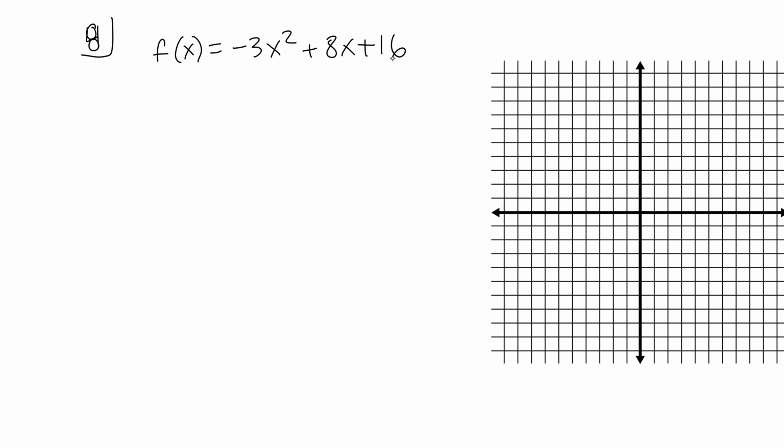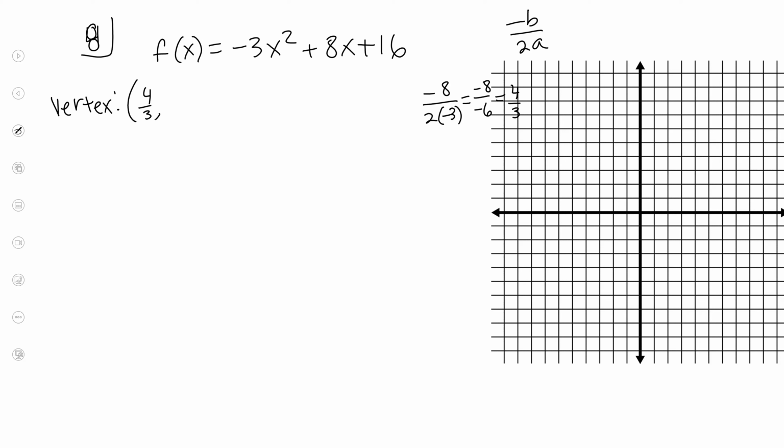Okay, so first I need to find the vertex. So I'm going to use the equation negative b over 2a. Negative 8 over negative 6, which is 4/3. That is the x value of my vertex. I'm going to plug this in to each of these x's to find the y value of the vertex.